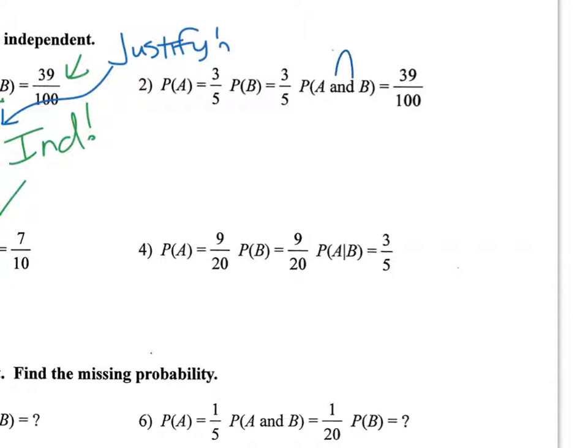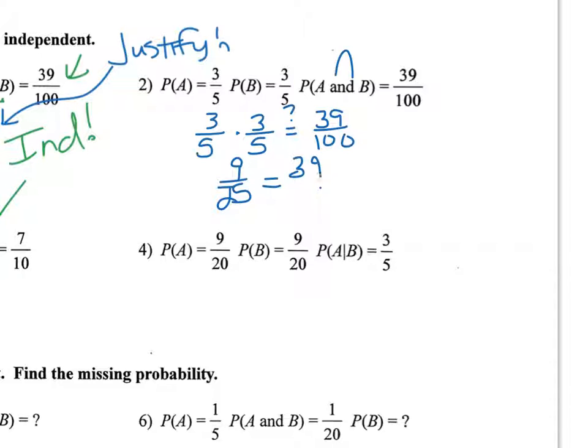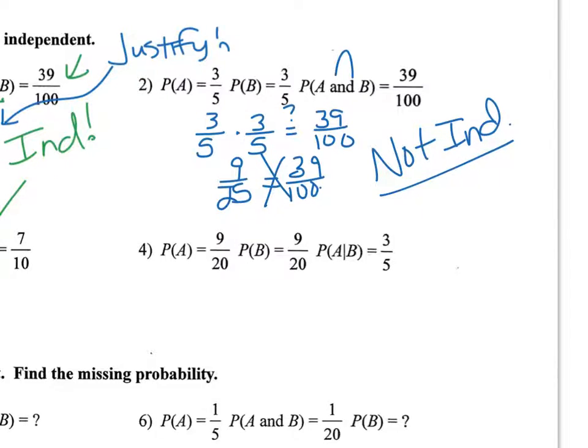All right, so this one here also has an and, so I'm going to see if 3 over 5 times 3 over 5 is equal to 39 over 100. Is that true? So this is 9 over 25. Is that equal to 39 over 100? Maybe you want to reduce, see if you can, but nope, these are not. So not independent. You can also say dependent.